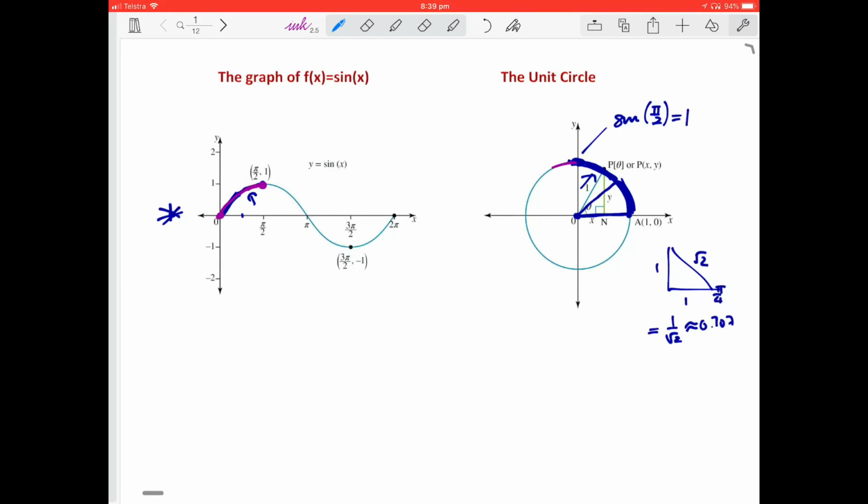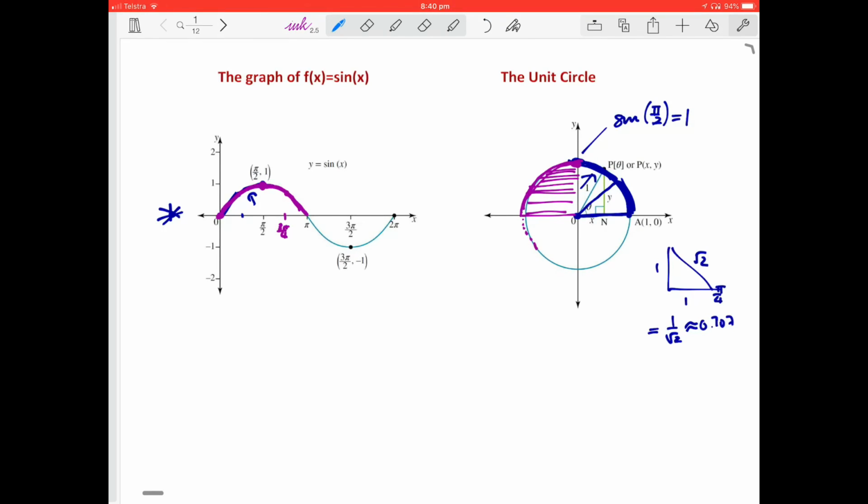Now, as we go down the circle, we start at 1, which is 1 up here. Sine, if we're reading the value off the y-axis, is going from 1, getting smaller, smaller, smaller, until it goes back to 0. We know that sine of 3 pi on 4, which is that value there, is also 1 on root 2, or 0.707. So that's how we get our first half of a sine graph.